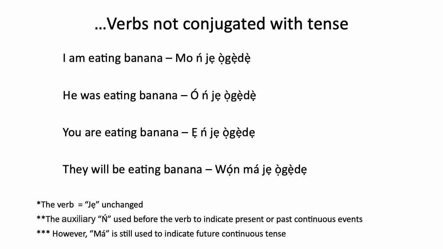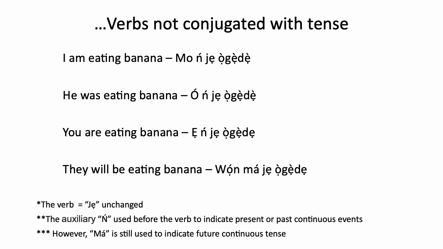In the same vein, the auxiliary word n is used to indicate continuous events. For example, the sentence I am eating banana is mo n je ogede in Yoruba. Here, the auxiliary n is being used to indicate that the event is continuous. He was eating banana is o n je ogede. You are eating banana is e n je ogede.